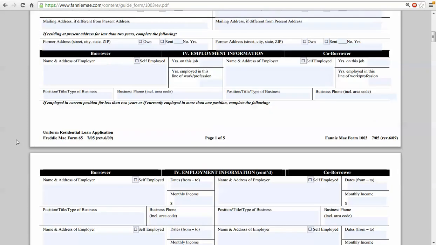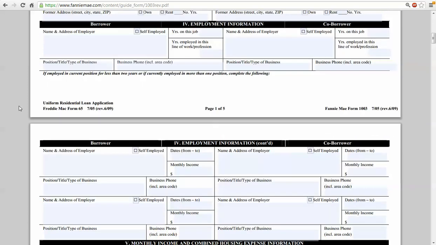Okay, on to section 4, which is the employment information. And you'll put the name and address of your employer. If you're self-employed and it's your business, you'll just click that box, but you'll also put that information as well. So the name of your company as well as the address of the company. Put the number of years that you've been with this company or on this job, and then this is the number of years that you've actually worked in the industry or in the profession. Your title and the business phone.